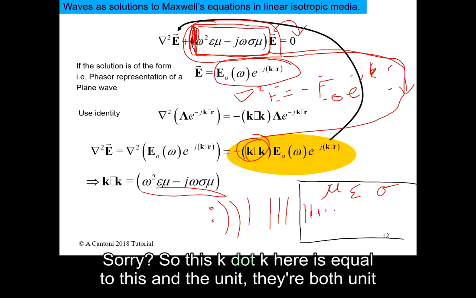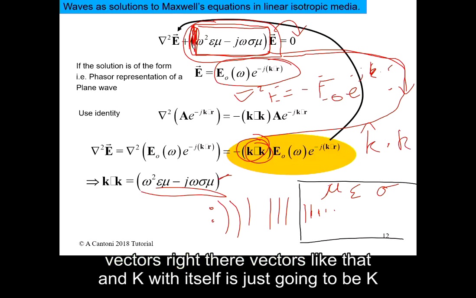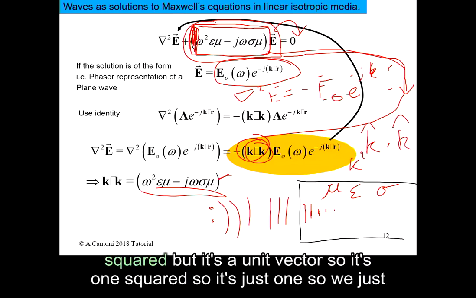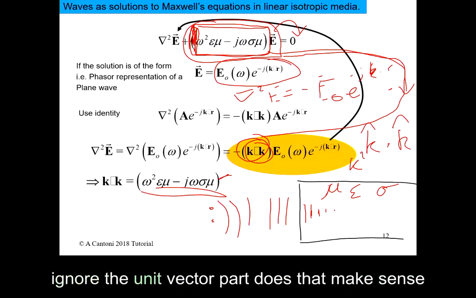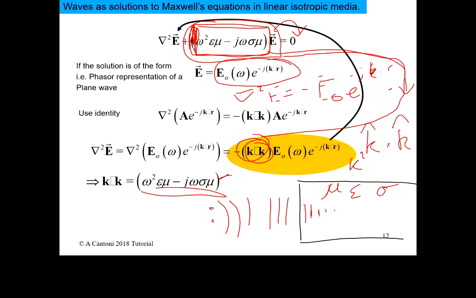So this K dot K here is equal to this, and they're both unit vectors. K with itself is just going to be K squared, but it's a unit vector, so it's 1 squared, so it's just 1. So we just ignore the unit vector part. Does that make sense?